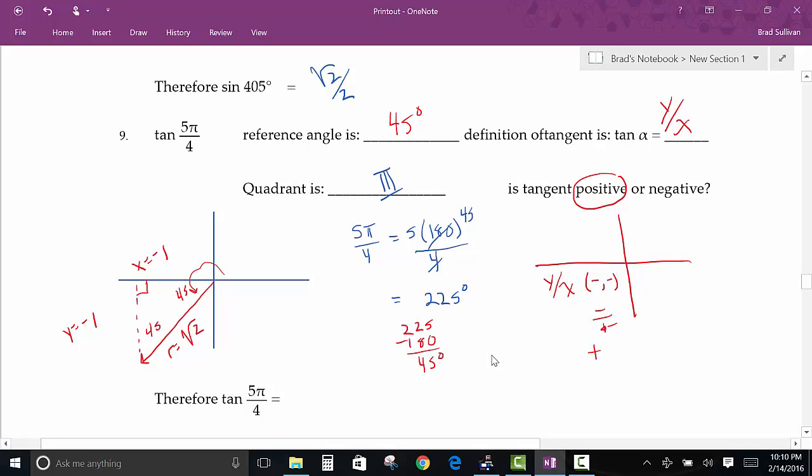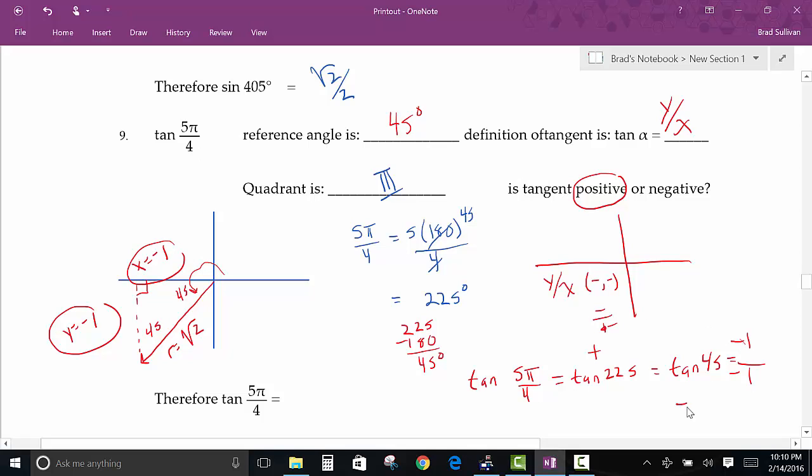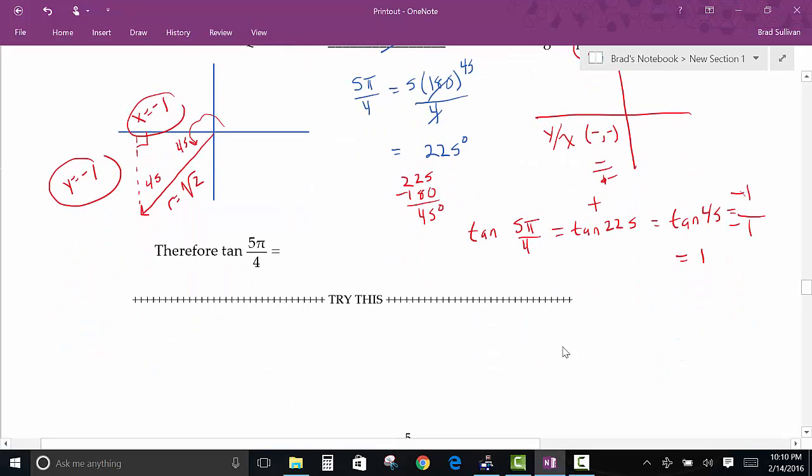Okay, so what we'd have then on this problem is we kind of conclude that the tangent of 5 pi over 4 is the same as the tangent of 225, and that's going to be the same as the tangent of 45. Okay, and that's going to be y over x. So y is negative 1, x is negative 1, so we get negative 1 over negative 1. Therefore, the answer to that problem is positive 1. So therefore, we get the tangent of 5 pi over 4 is equal to 1. Okay?